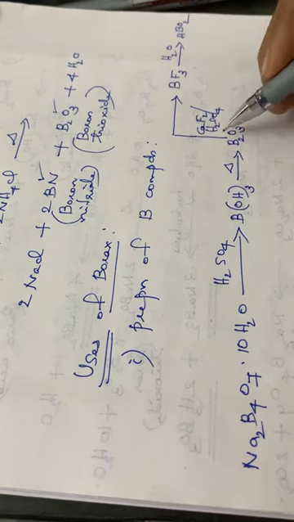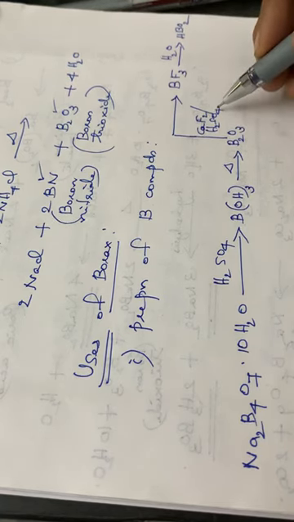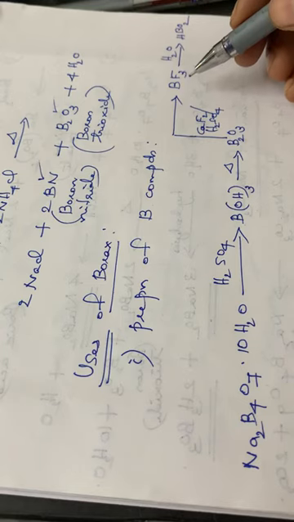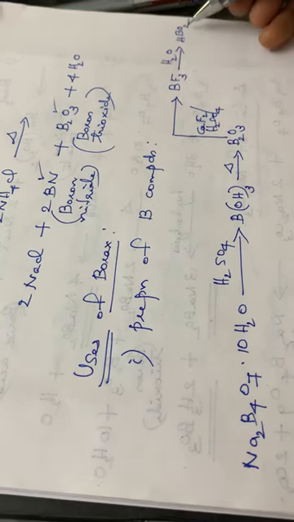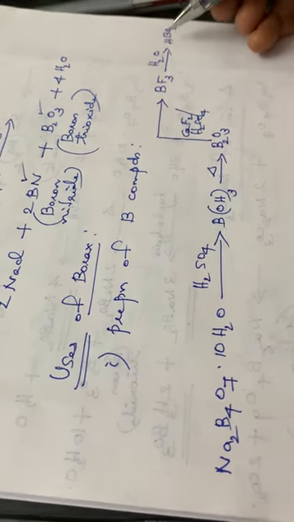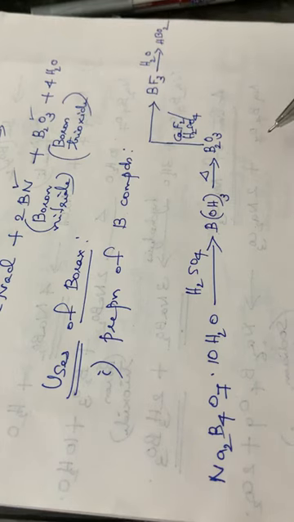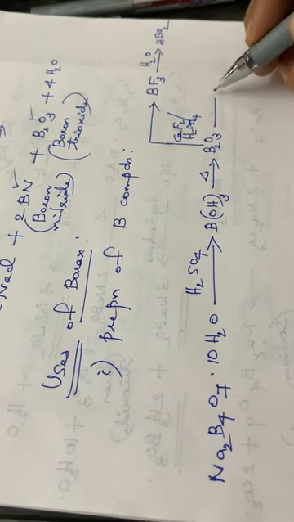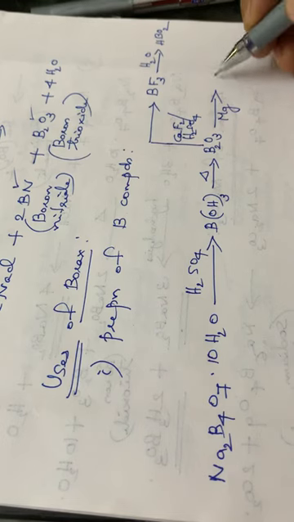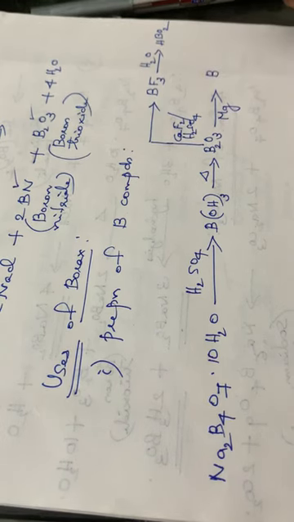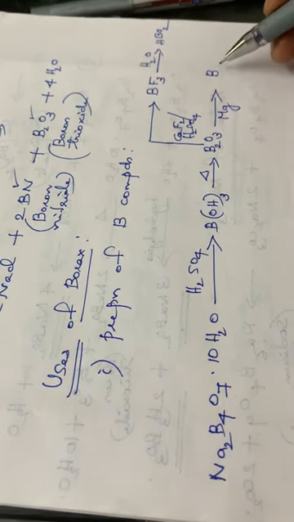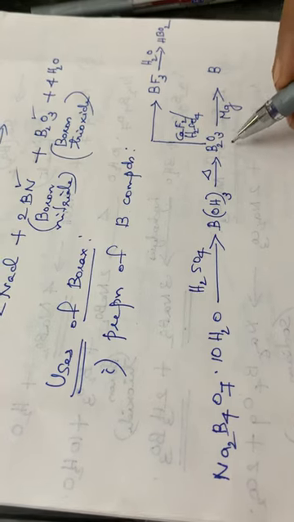So the reaction is B2O3 on reaction with calcium fluoride and sulfuric acid gives BF3. Again on hydrolysis, it will give HBO2, that is metaborate. Then again B2O3 on reacting with magnesium gives boron. So this B2O3 can be converted to boron with the help of magnesium.